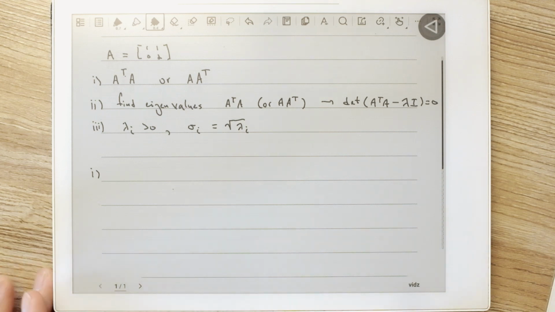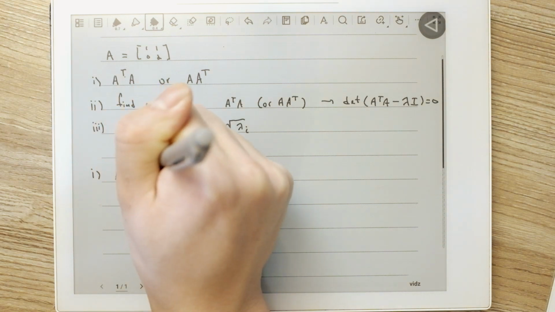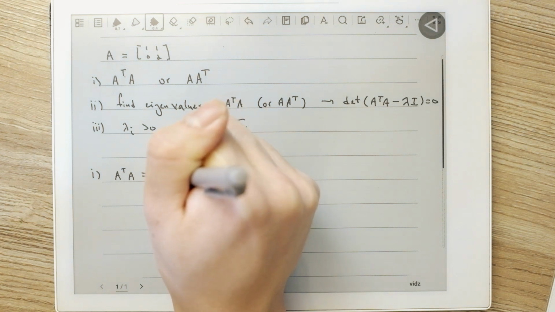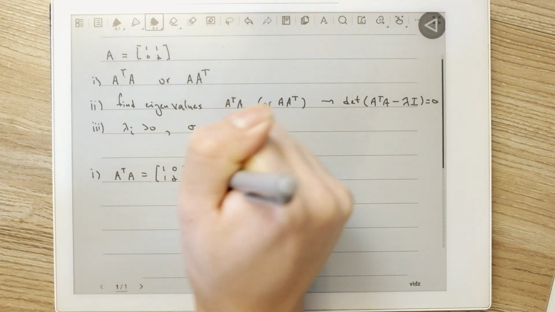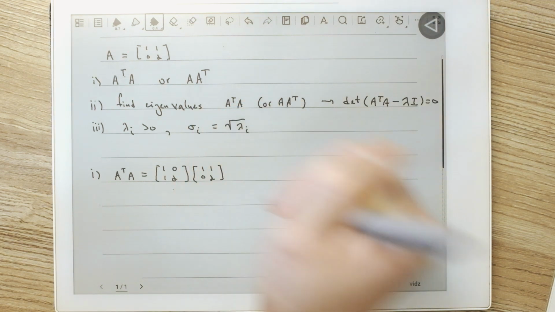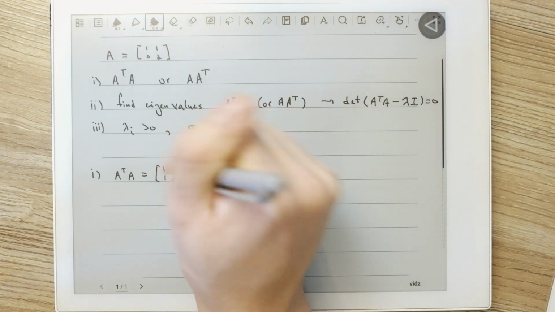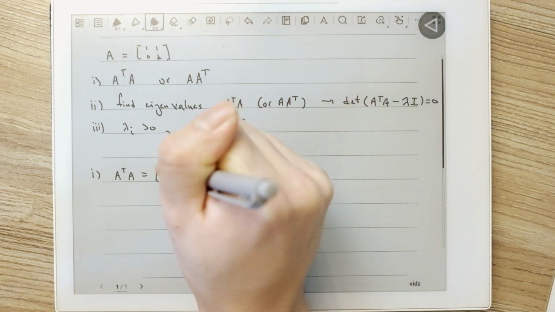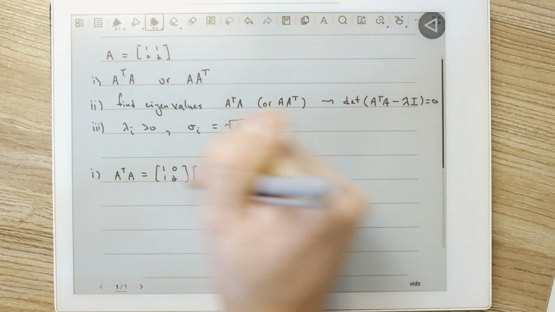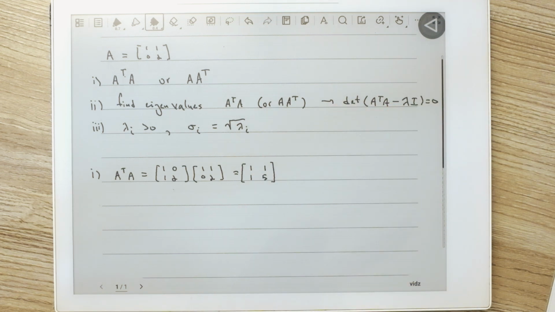The first step, we want to find A transpose A. So the transpose here is 1, 0, 1, 2, and this multiplies our matrix A, 1, 1, 0, 2. Doing matrix multiplication, we go row by column. So our first entry here is 1. This row times the second column gives us 1 again. This gives us 1, and this gives us 5. So we have our matrix here.